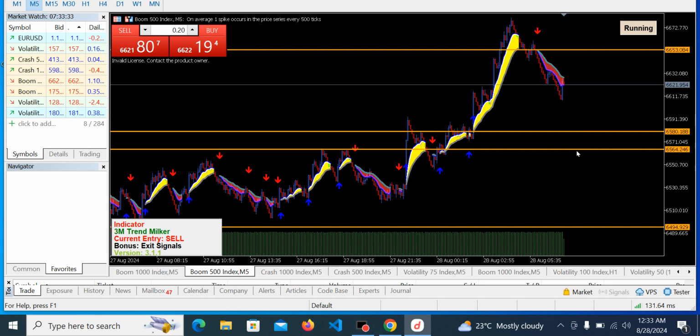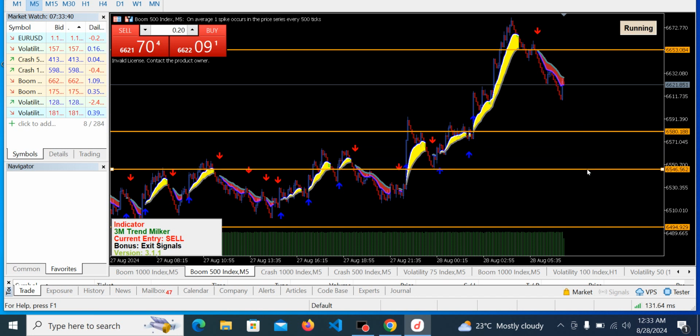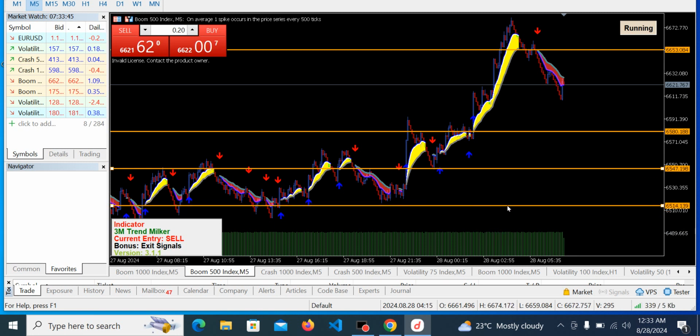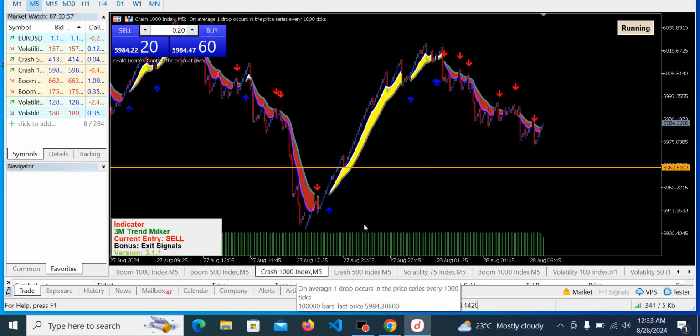Okay, and of course guys, if it breaks out from here, then definitely it should get to this particular point. Okay, and if it breaks out from there, then we should be expecting it somewhere here. Okay, somewhere here. So this is amazing. These are different levels of TPs that we should look out for whenever we are trading. Okay, now let's check out Crash 1000.